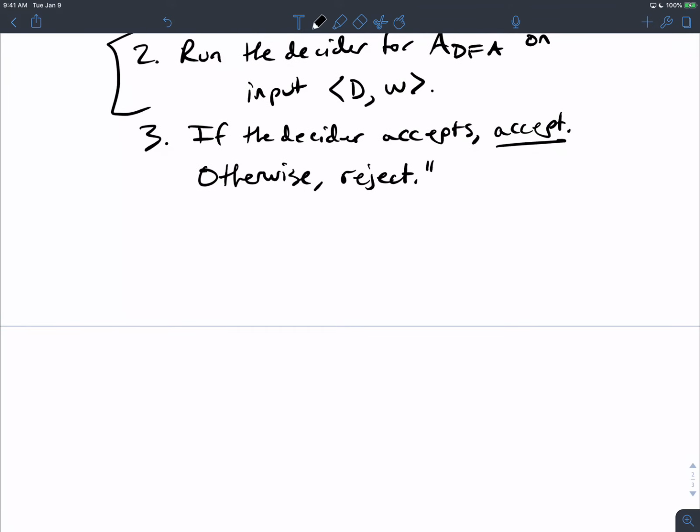Okay, so I'm not going to go into much detail on this one. What about for regexes?